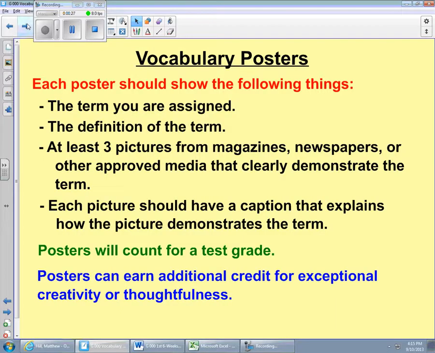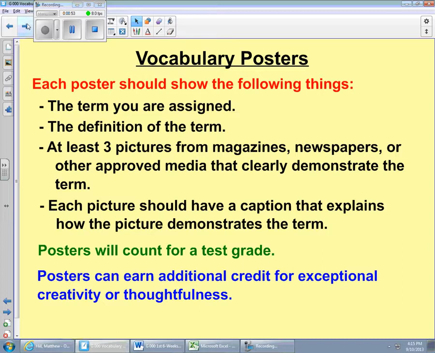Okay, now basics, the backgrounds here. Each poster should show the following things. You're going to have a vocabulary term assigned to you. Your poster should reflect that term. It should also state the definition, and I do expect the definition that we have unveiled in class, so you may need to look back through your notes or through the videos. Please do not Google a definition and then put that thing on the poster. That's just going to confuse people.